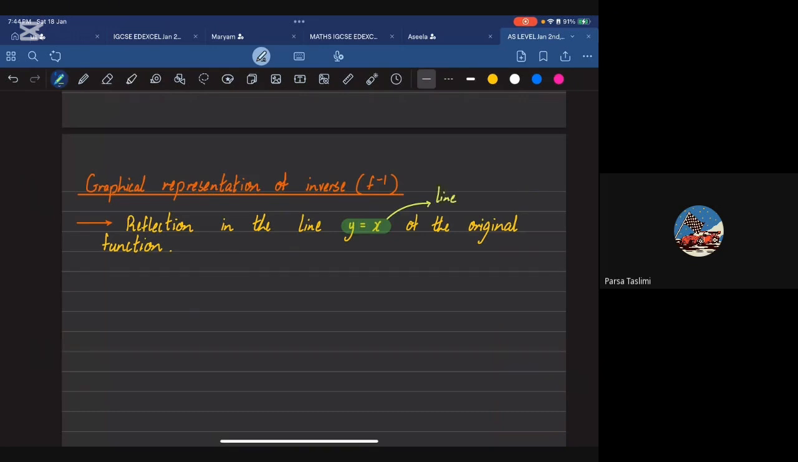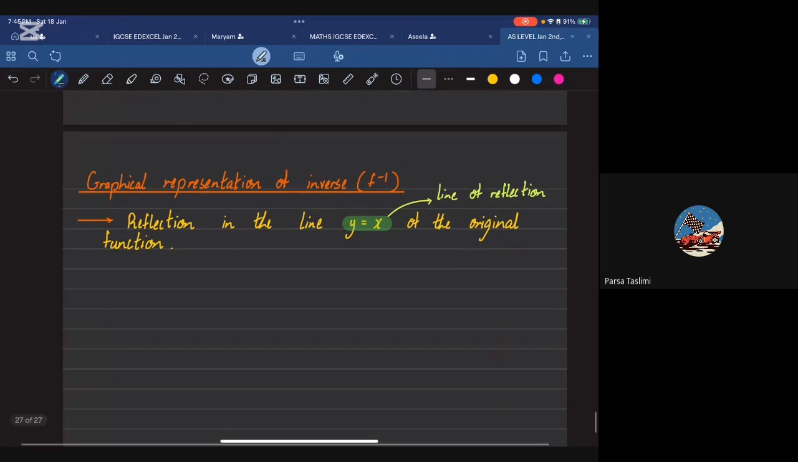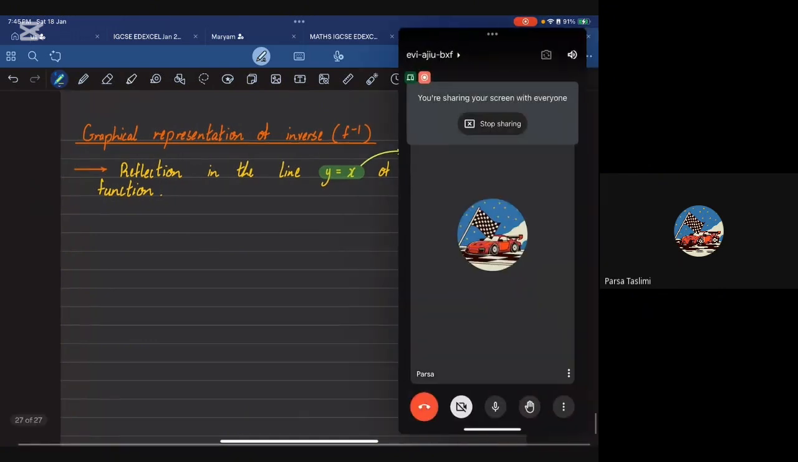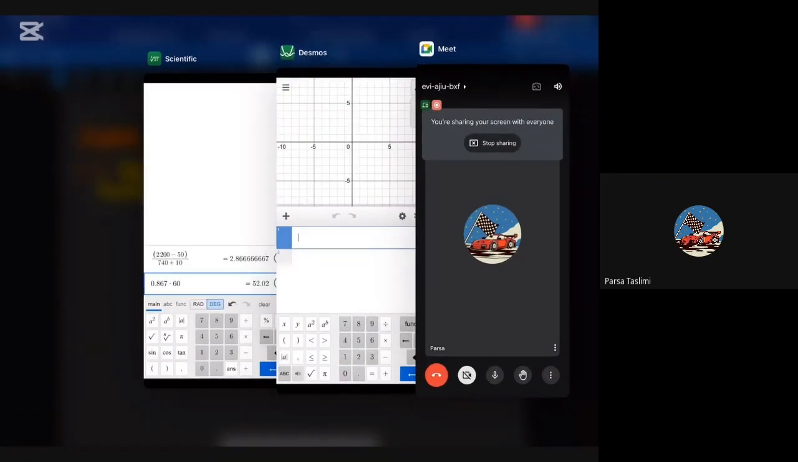These questions aren't that hard. Functions is probably one of the easier chapters in A level math. Okay? Anything that you don't get, person? No, mister. Okay. Let us see now.